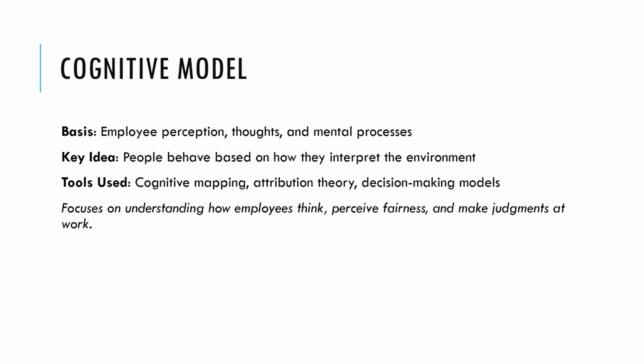And then finally, we have this cognitive model. The cognitive model, you can say, is based on the understanding of an individual, where employee perception, thoughts and mental processes matter. So, cognitive means the way you are thinking, the way you are understanding the situation. The key idea behind this model is that people behave based on how they interpret the environment. So, if you have understood the situation correctly, if you have understood the change taking place in the organization correctly, then you would be able to react in the right manner. Okay. So, people's behavior is based on their interpretation.